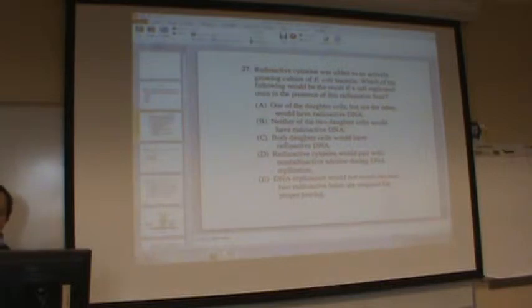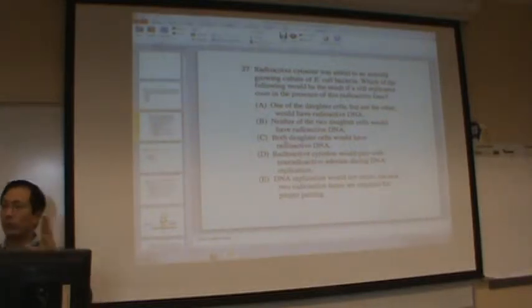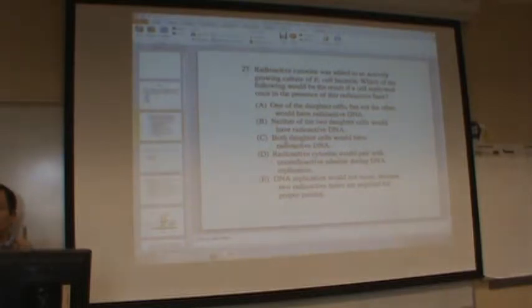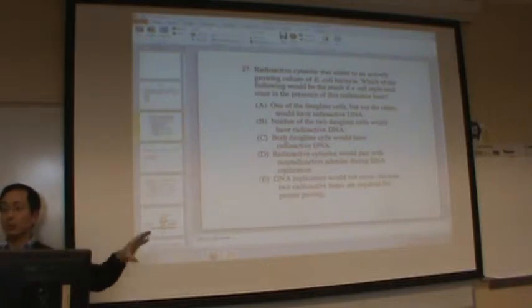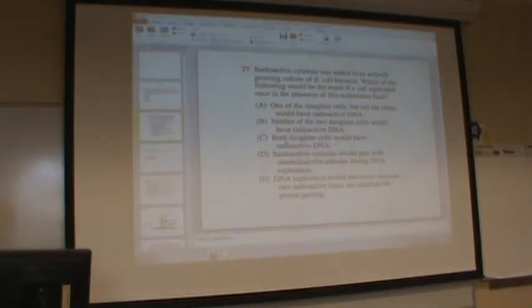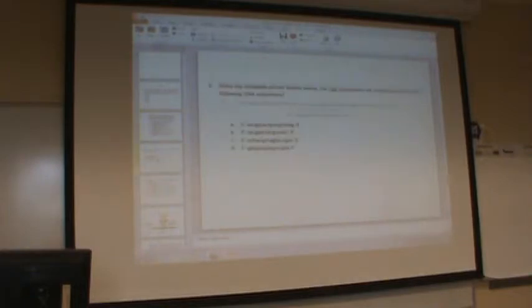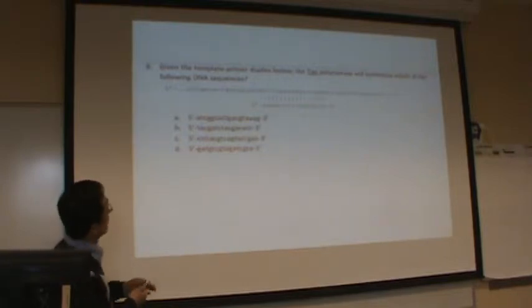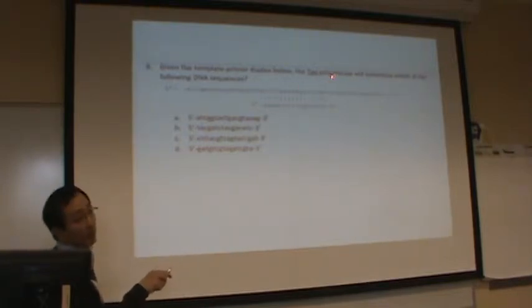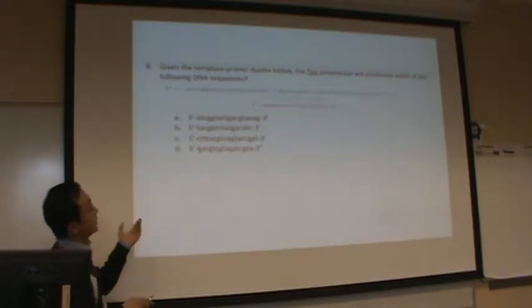So here's another question. I think I even drew this on the board. This is a question basically asking about semi-conservative DNA replication. So the parent has two copies. If both copies are labeled, it's going to split into the two cells after the division. This is a question I really like, so you really need to know how to do this. So the idea is you want to know how the DNA replication is going to work.